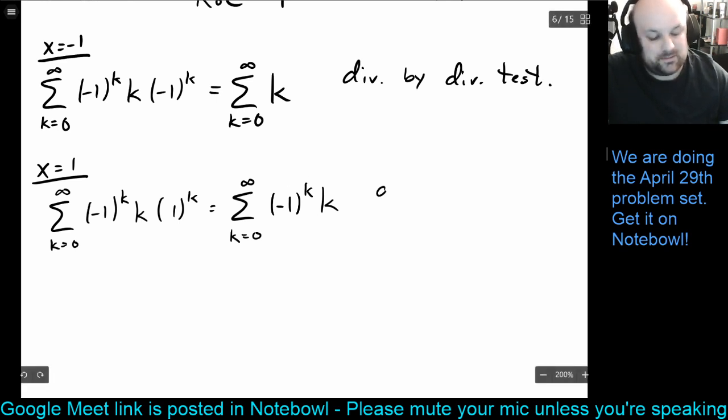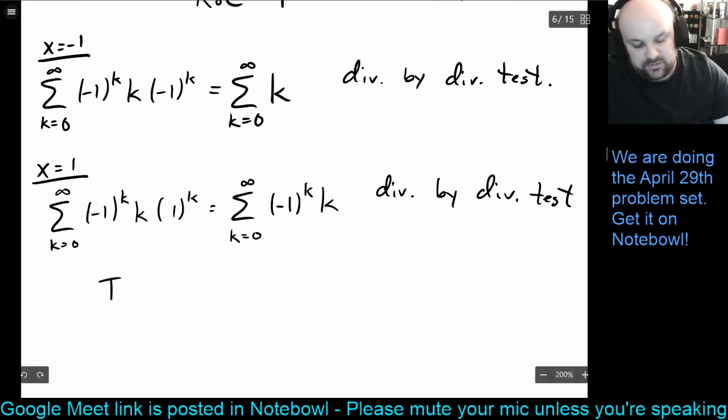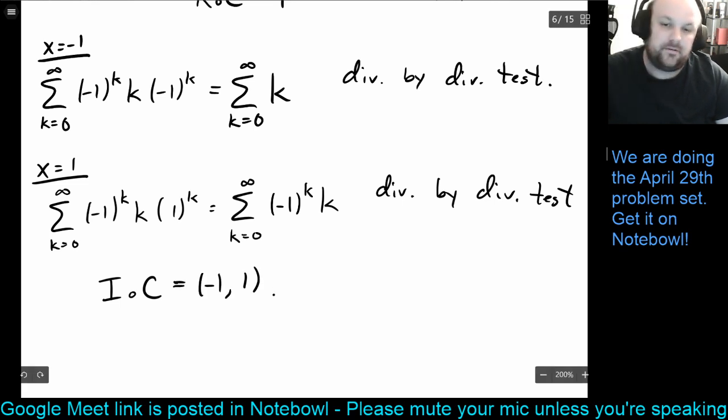But anyway, this one will also diverge by the divergence test, right? Because this limit just doesn't exist, right? So, cool. So both endpoints diverge. So the interval of convergence, which I'm just going to write IOC for, this is exactly that open interval we started with.